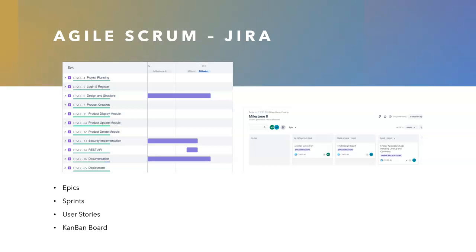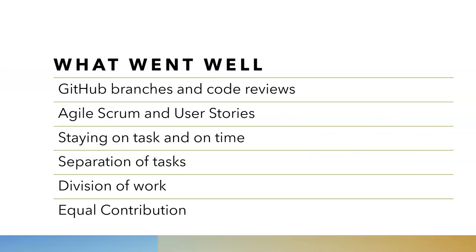This is kind of similar to what you can do in GitHub, where you can request review before you merge branches. We want to implement that with our user stories as well. So things that went well were GitHub branches and code reviews. We kept those up and maintained good code contributions.